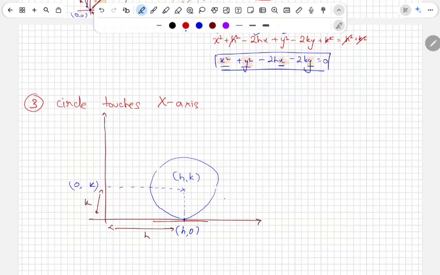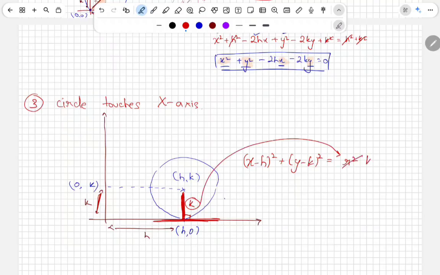Now this axis is perpendicular to this radius. It is perpendicular to the radius, and the radius is k, so this length will be k, that is the radius of the circle. Now using the standard equation, I'll write (x minus h) whole square plus (y minus k) whole square equals radius square. Radius is k, put it over here, so I will get k square. So it becomes (x minus h) whole square plus (y minus k) whole square equals k square. This is going to be the equation of the circle.